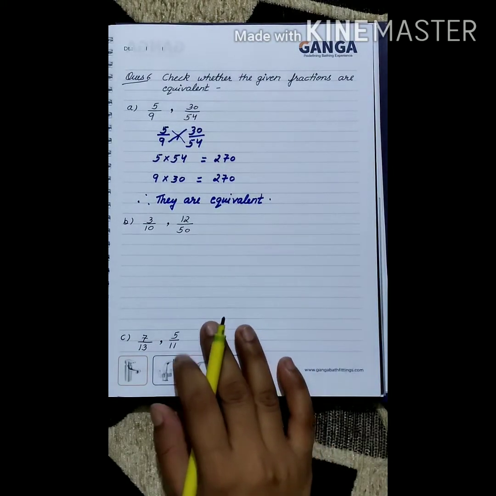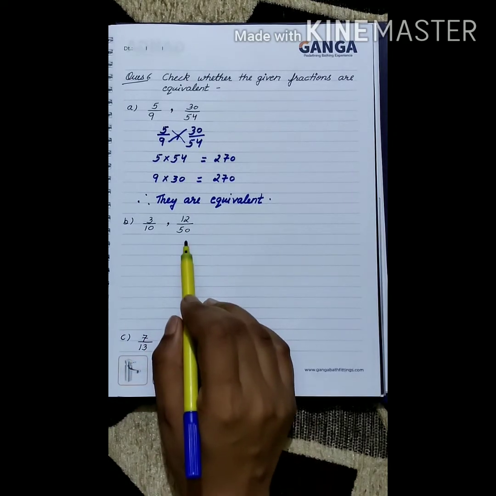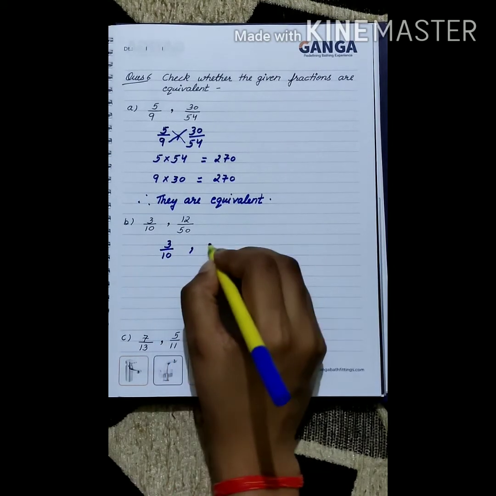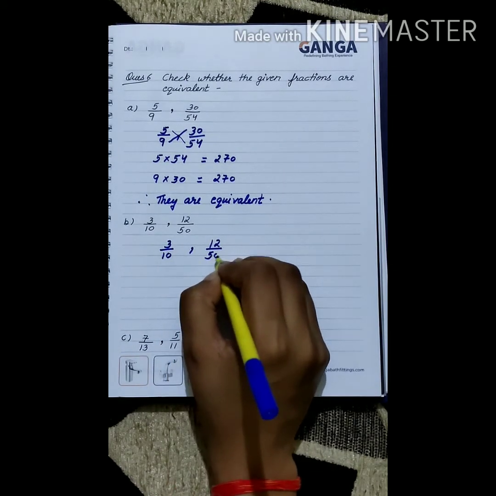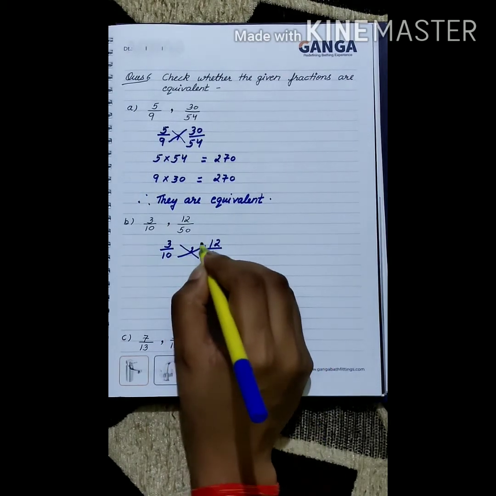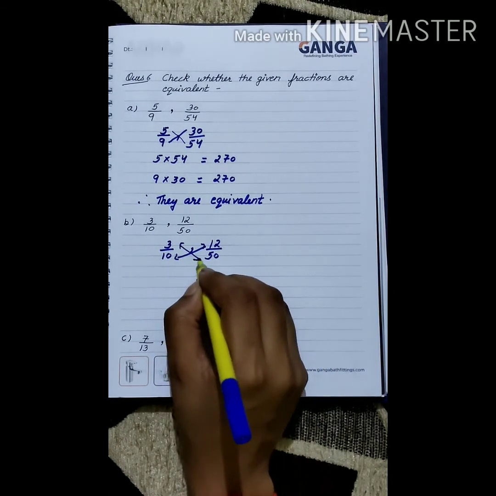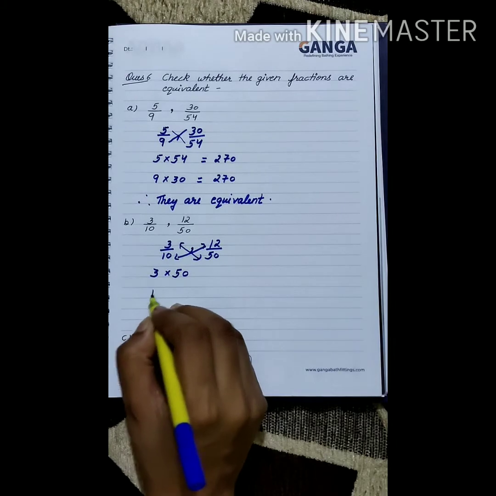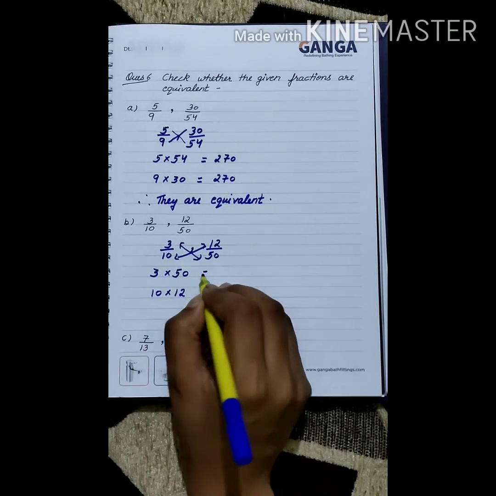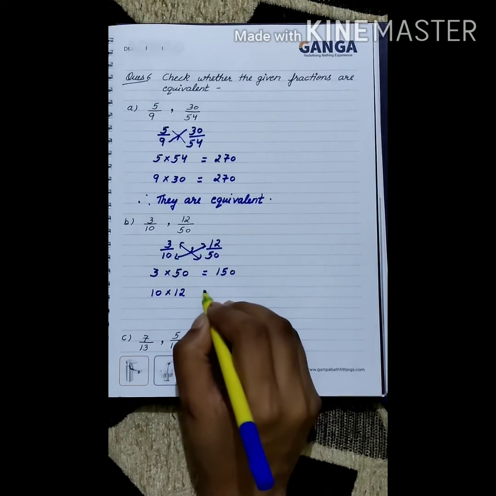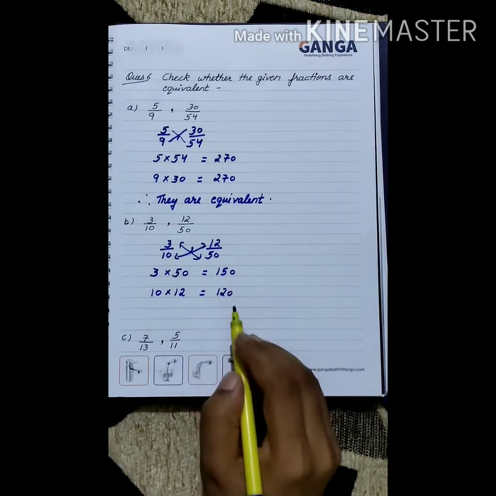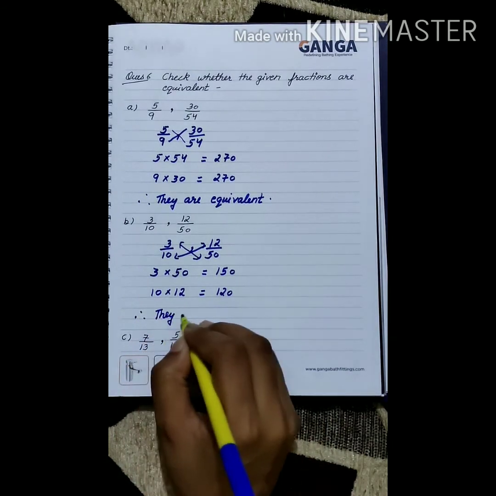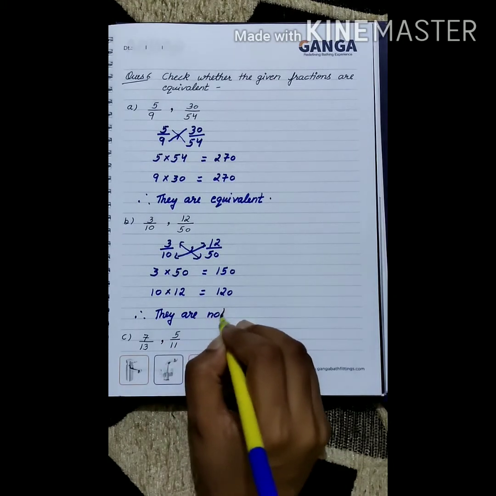Let's continue with the second part. 3 upon 10, 12 upon 50. Firstly, we will write as it is. Now we will do cross multiplication. After cross multiplication, we will write it separately and we will get 3 into 50 is 150 and 10 into 12 is 120. These two products are not equal. Therefore, they are not equivalent.